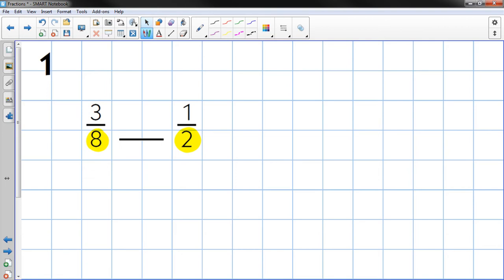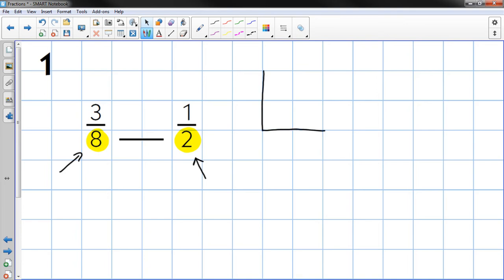So I'm going to start with this 3/8. And I'm going to look at the other one and I'm going to see that it's 1/2. And I want to make two fractions where the denominators are the same that also mean 3/8 and 1/2. Well, I do know that 2 will go into 8, so I could change 1/2 into something in eighths. And I'll show you what I mean.